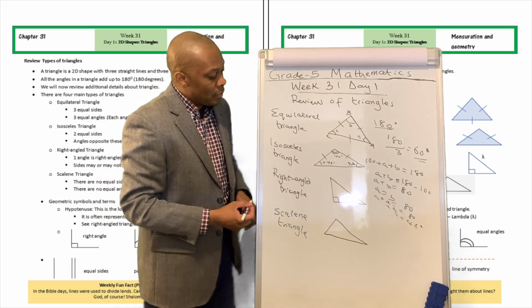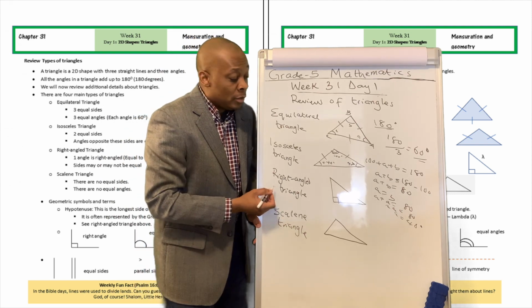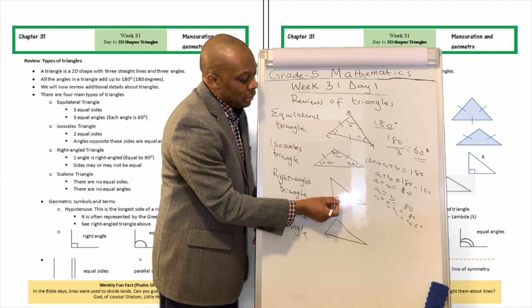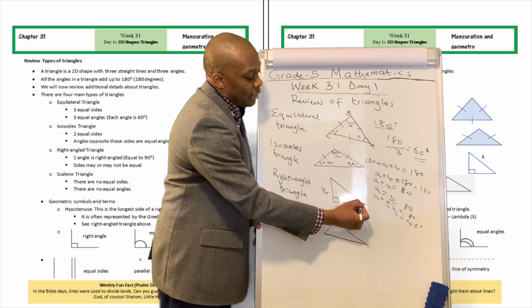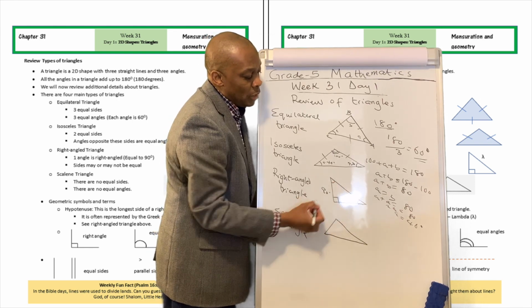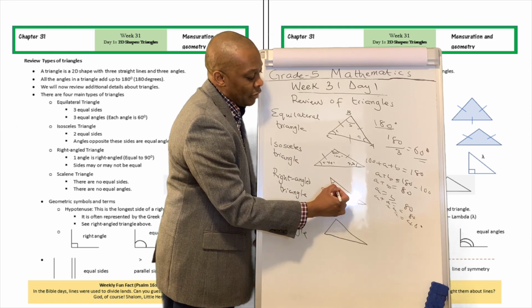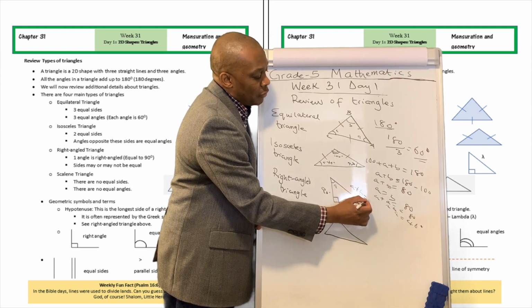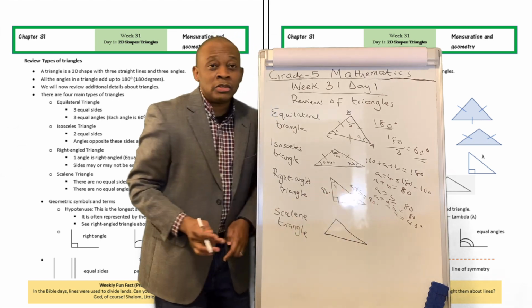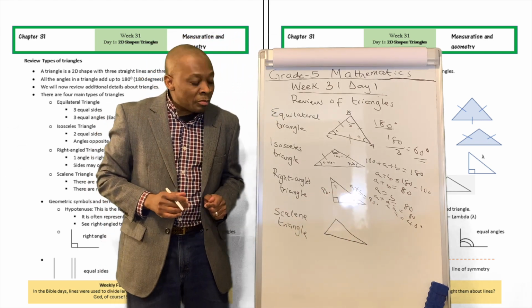All right, what about a right-angled triangle? Well, in a right-angled triangle, this angle is going to be 90 degrees, all right? And this one plus this one will be equivalent to 90. So if you have A here, A plus B will be equivalent to 90 degrees. Make sure you retain that information.